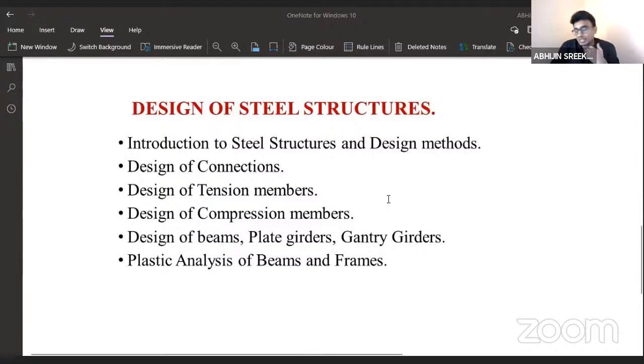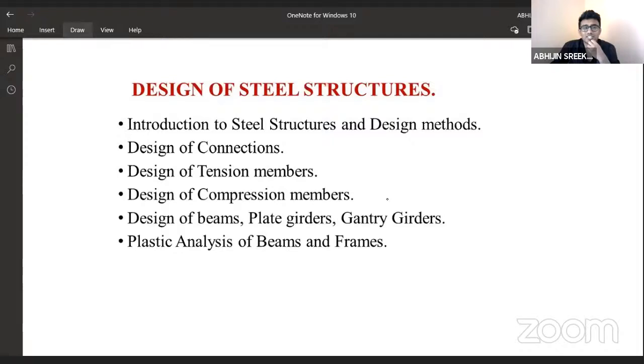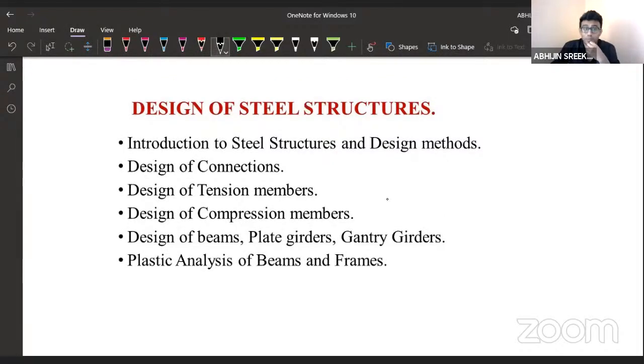Before starting the session, let's have a glance at the topics we have to study in design of steel structures. Of course, we will start the subject with the introduction to steel structures. What is a steel structure? Why has steel gained so much popularity as a building material? All these things will be discussed here.